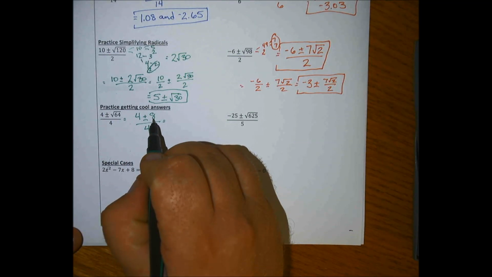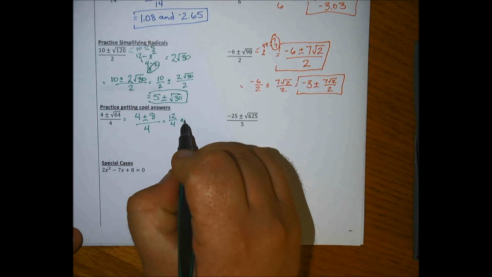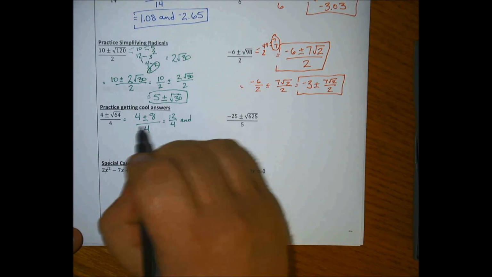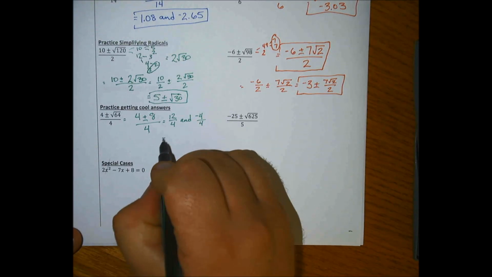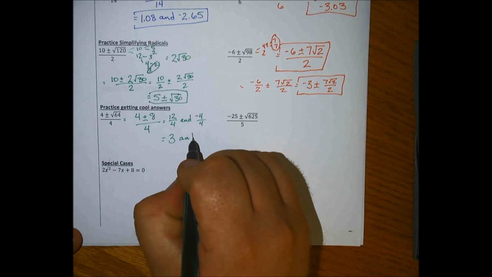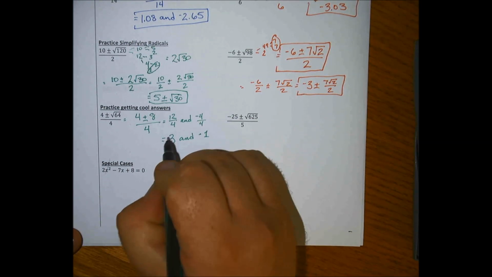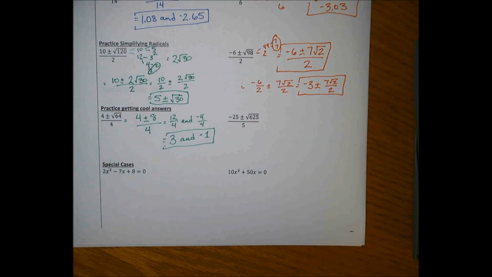4 plus 8 is 12. And we have an and here. 4 minus 8 is negative 4. So what do we get for our answers? We get 12 over 4 is 3. And that looks like a negative 1. So that's what's cool about that, is the square root turned out to be a perfect square. Okay? Go ahead and pause the video and try the next one.